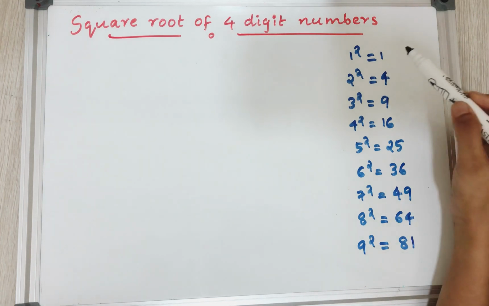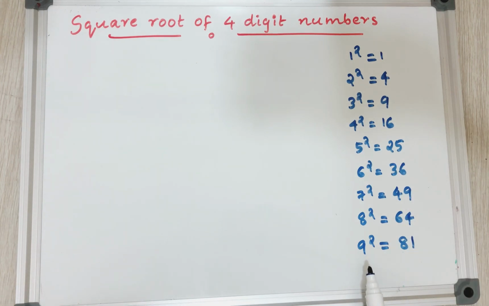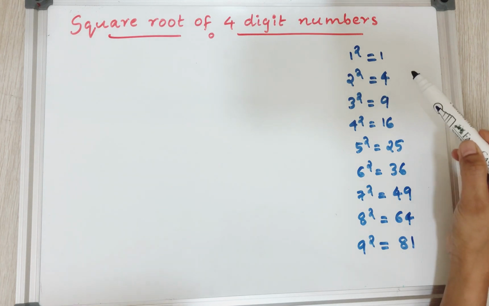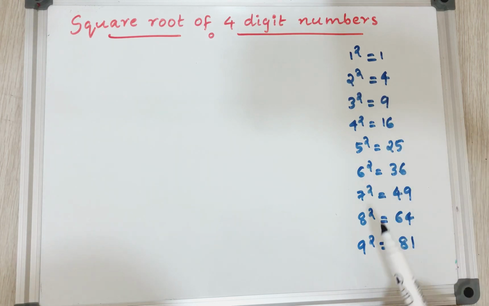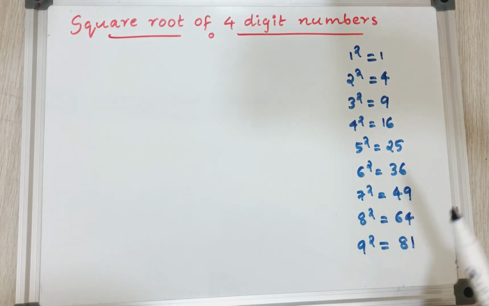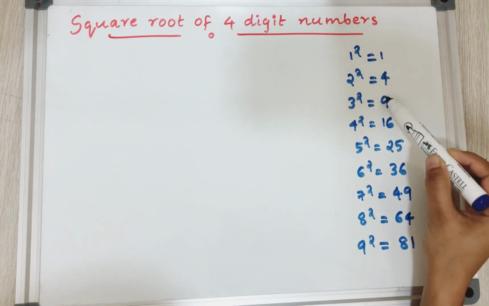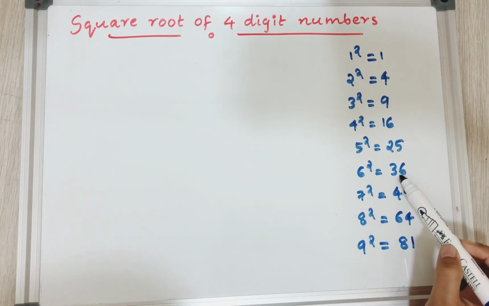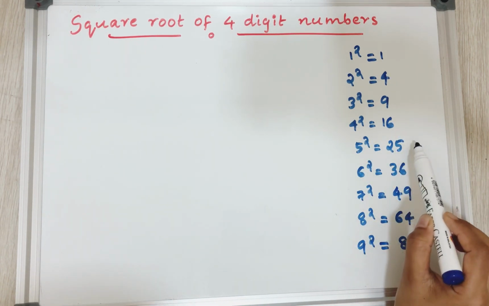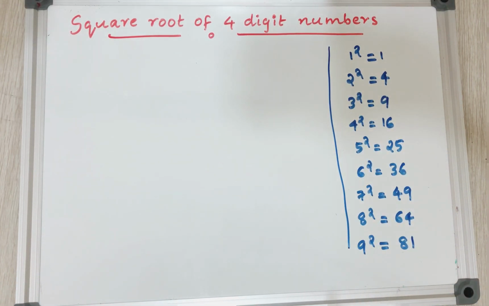Also see, the square root of a number that ends with the digit 1 will end with either 1 or 9. The square root of a number that ends with the digit 4 will end with 2 or 8. Similarly, the square root of a number that ends with the digit 9 will end with a 3 or 7. Similarly for 6, it is 4 or 6, and for 5, only 5. We may use this to find the square root of 4-digit numbers.